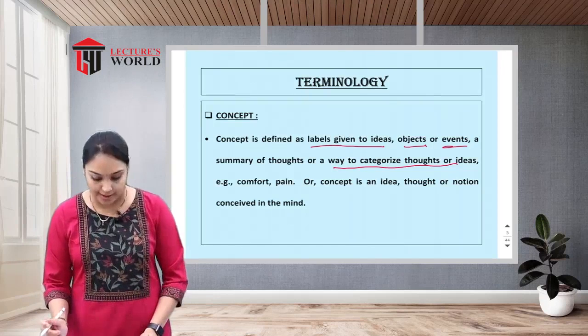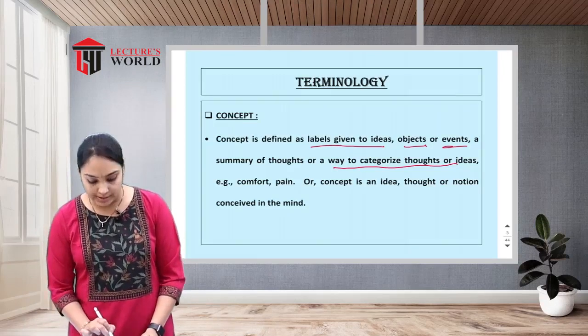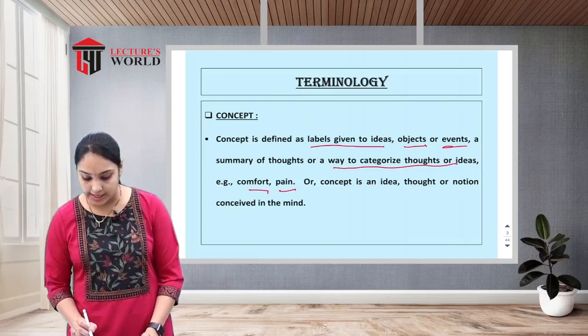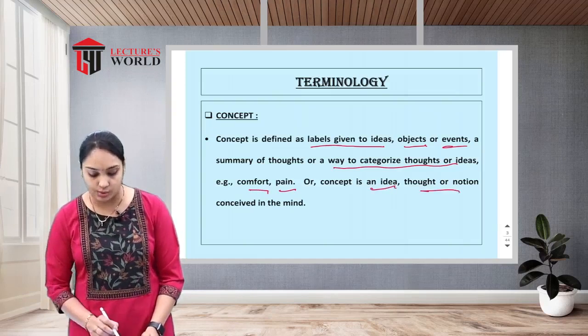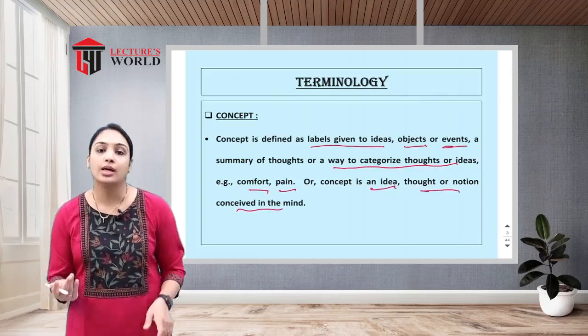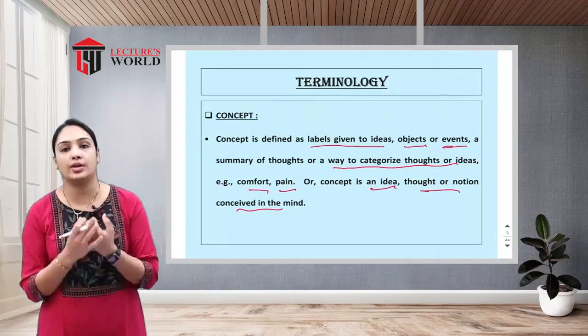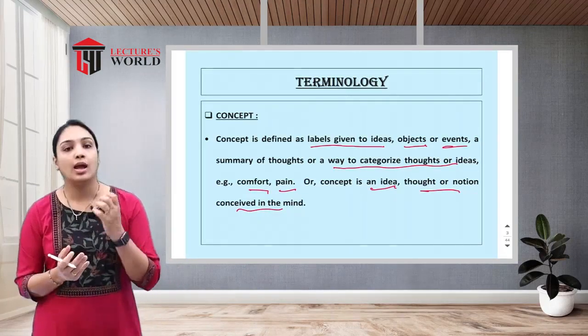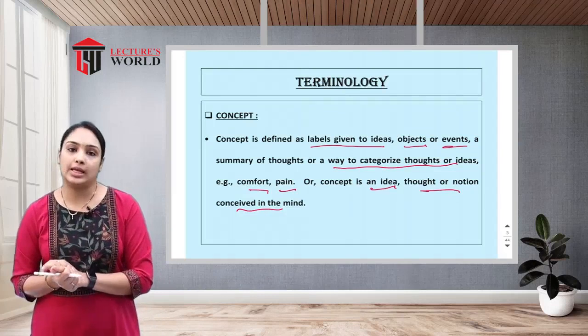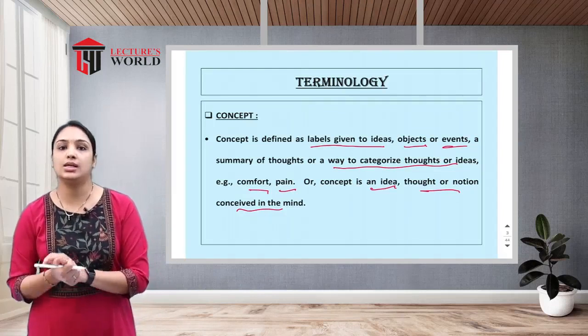is known as a concept. Examples are comfort, pain. A concept is an idea, thought or notion conceived in the mind. So whatever idea, whatever thoughts, whatever objects come in the mind, that is known as a concept.